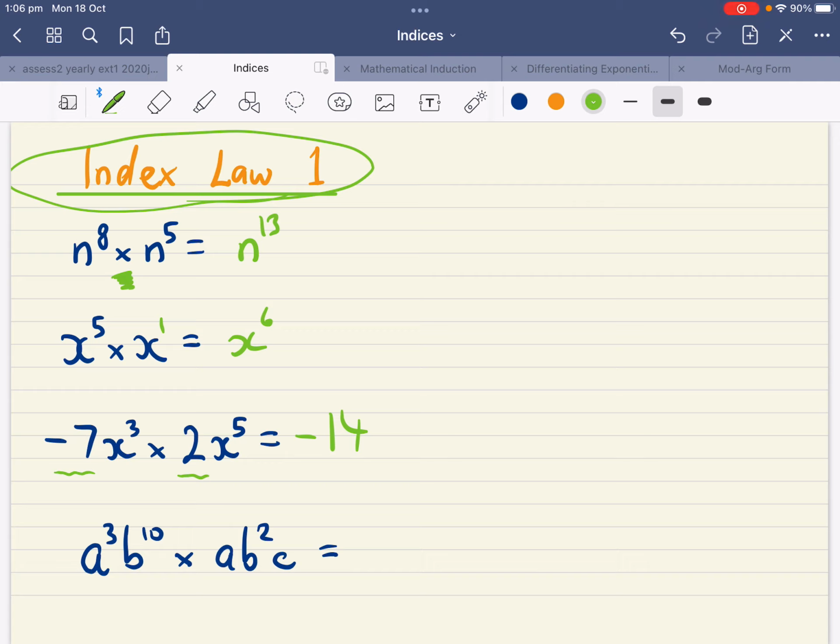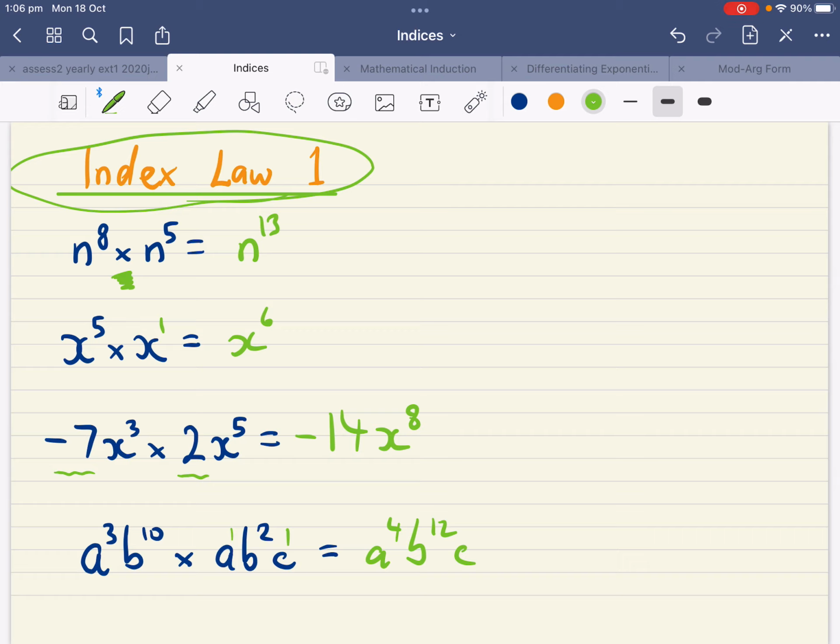And then when we go on and look at the base and the indices with the x's, this is where we use index law. Base stays the same. You add the powers. Hopefully that made sense. That was probably the hardest question here. This one here is pretty simple. You end up with a to the 4, b to the 12, and here you're just left with c to the 1, or you could just leave it as c, right? So that's index law number 1.